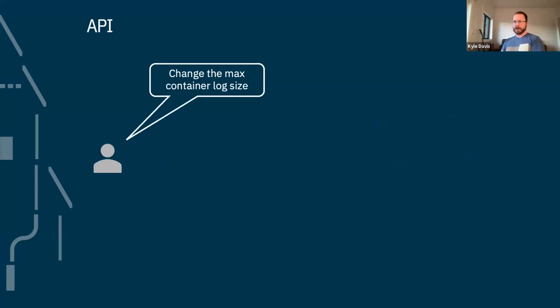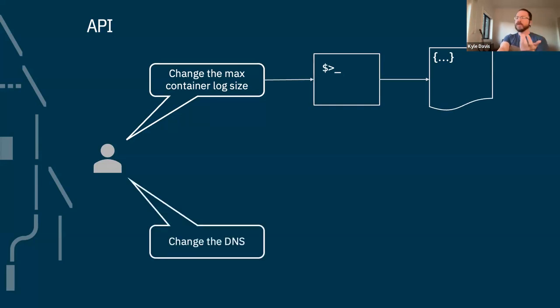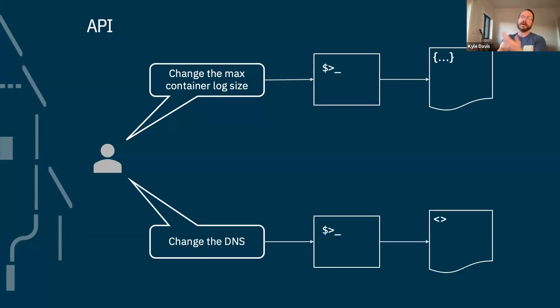Bottlerocket is an API-driven operating system, meaning that if you want to make changes to it, you're going to use an API. In a typical operating system, you do something different. For example, if you want to change the max container log size in a general purpose operating system, you would log in to the shell on the host and make changes to some sort of JSON file, for example. You'd have to know where that JSON file is, how to change it, and the settings you need. Similarly, if you want to change the DNS, you would do the same type of process where you'd log in and find maybe an XML file, understand how to change that, and know what the right settings are for it.